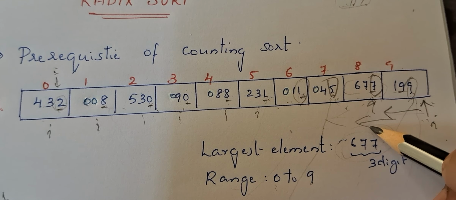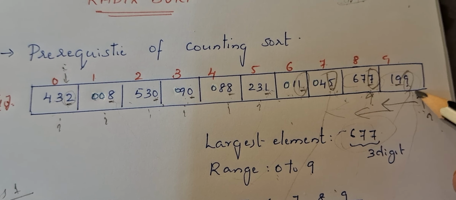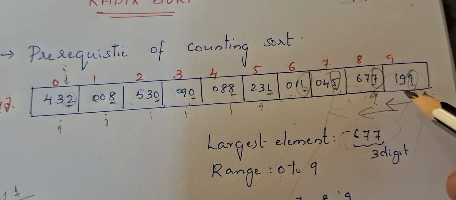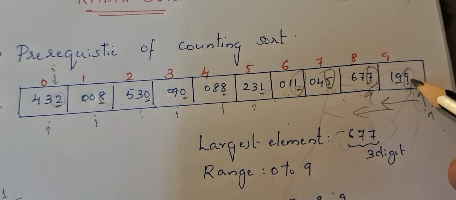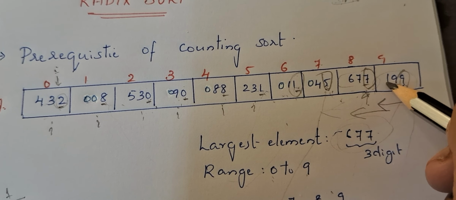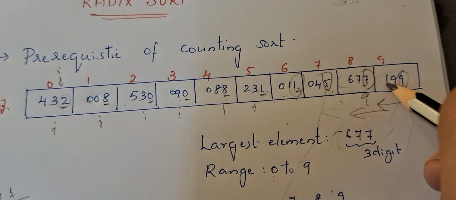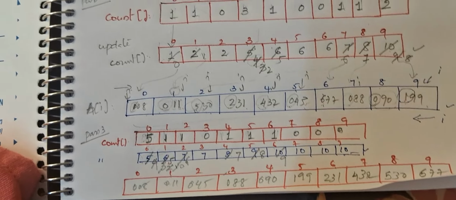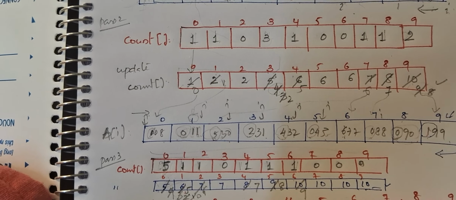Okay, so this is a 3-digit number, so you need to make all the numbers 3-digit numbers, and you need to perform pass 1, pass 2 and pass 3. Pass 1 counting sort, pass 2 counting sort and pass 3 in order to get the final sorted array. This is Radix sort.